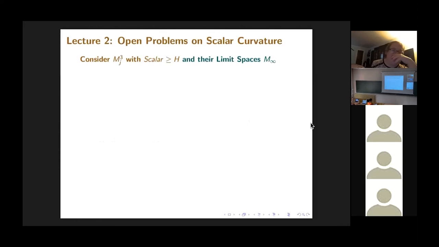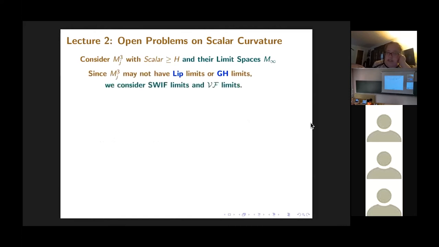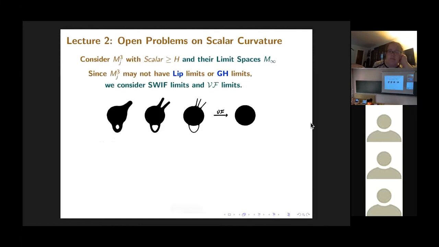Okay, so let's talk about open problems in scalar curvature. We're going to consider M_j^3 with scalar greater or equal to H and their limit spaces M_infinity. The M_j^3 might not have Lipschitz or Gromov-Hausdorff limits, so we're going to consider the SWIF limits and volume-preserving intrinsic flat limits. And here's a classic example to keep in mind. This sequence here has a volume-preserving intrinsic flat limit. It does not have a Gromov-Hausdorff limit because the number of wells is increasing. But as long as the total volume of these wells is going to 0, we will still have a volume-preserving intrinsic flat limit. And I also include these loops here because these are important to many of the examples. Loops that also become thin, and if their volume is going to 0, will disappear under intrinsic flat convergence.